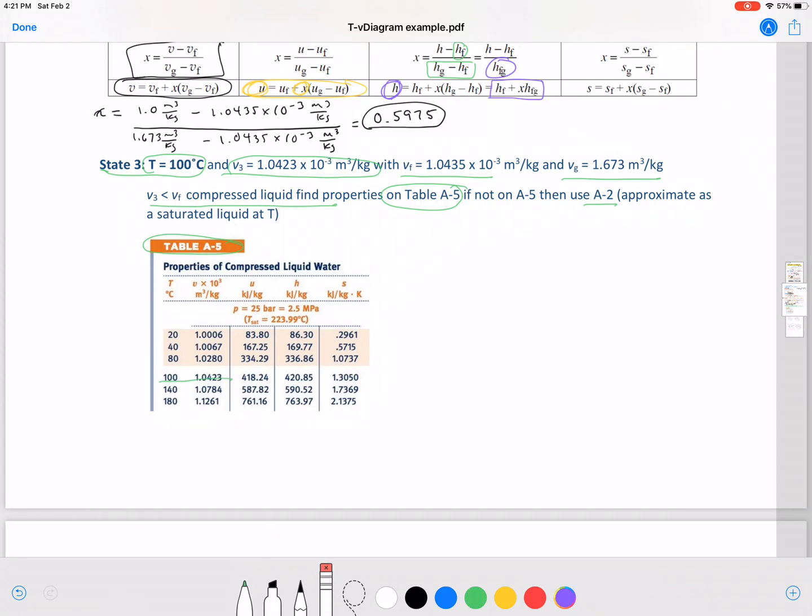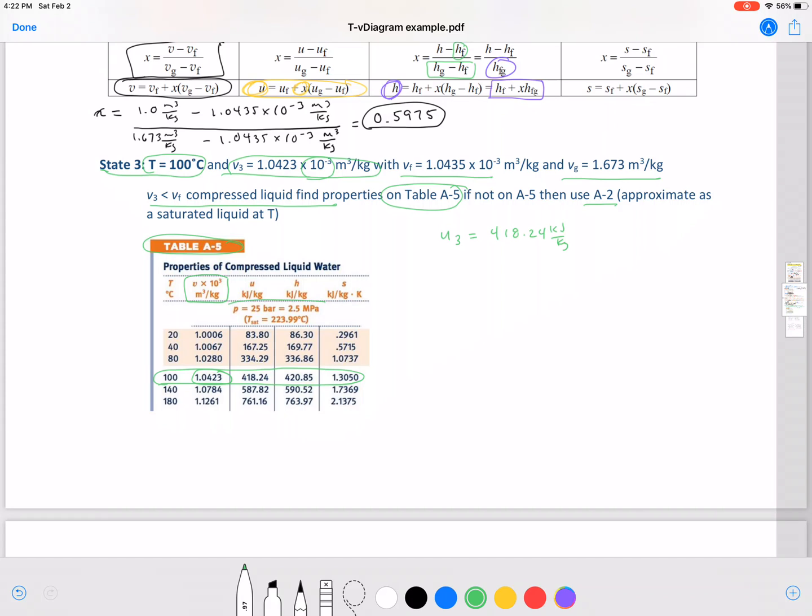It's nice of them to give us an exact value here to find on our table. It doesn't always work that way. A lot of times we have to interpolate, but we can see here are our values. Again, this one is times 10 to the third, so our value is times 10 to the negative third, and that's correct here. So this would be our exact value that we're given for state 3. And so then we can just see that our state properties for internal energy for state 3 here, U3 would be 418.24 kilojoules per kilogram, and so on, enthalpy, and so on.